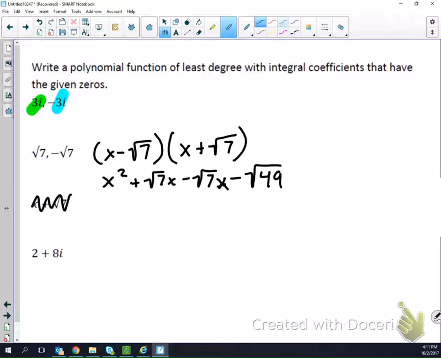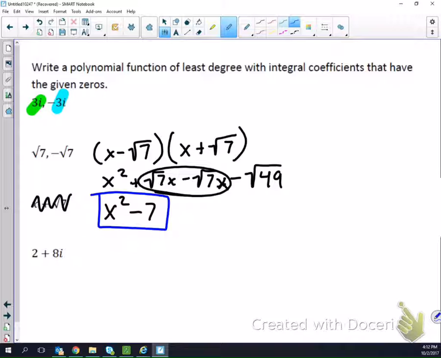All right, so simplifying that out, we're going to have x squared now positive 7 square root 7x minus square root 7x, just a 0, and then minus square root of 49 is a 7. And there we go. That is the standard form that would have those two factors. That would have the factors square root 7 and negative square root 7 for its zeros.